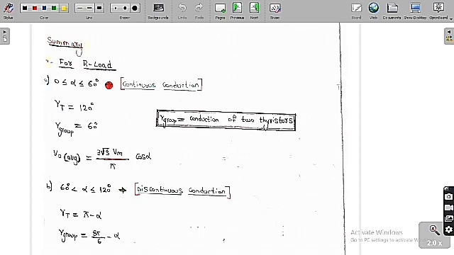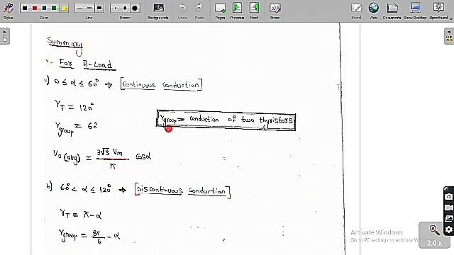So let me summarize this 3-phase full converter. For R load, continuous conduction is possible only up to 60 degrees. So alpha can lie from 0 to 60 degrees. In this range only continuous conduction is possible, the conduction of each thyristor is 120 degrees, and two thyristors conduct together for only 60 degrees. So the average value is 3 into root 3 Vm by pi into cos alpha. This is called the average value for continuous conduction.